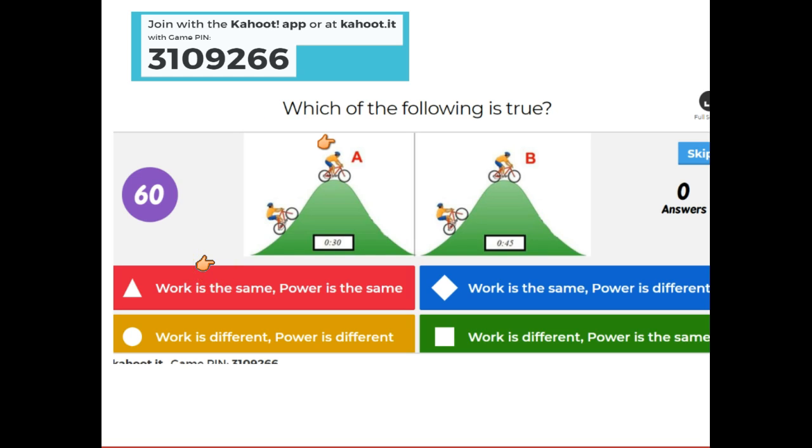20 seconds left. Work quickly. If you're not sure, just guess. Awesome, Miranda, Dolly, I see your answer. 5 seconds. Click, click, click.